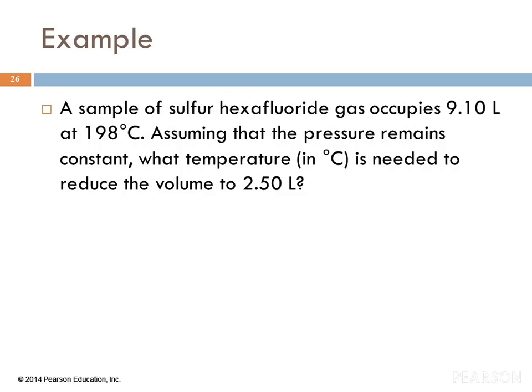So let's do an example with Charles' law. A sample of sulfur hexafluoride occupies 9.10 liters at 198 degrees Celsius. Assuming that the pressure remains constant, what temperature in degrees Celsius is needed to reduce the volume to 2.50 liters? So again, the best approach to this is a table.